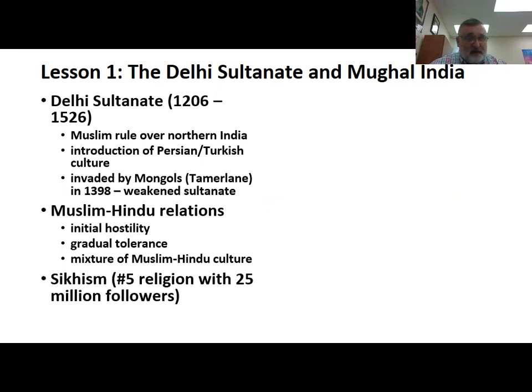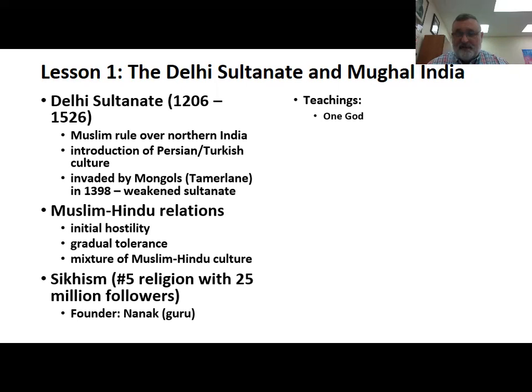One of the things that comes out of this mixing is a brand new religion called Sikhism, which is actually the number five religion in the world with about 25 million followers. They were founded by a man named Nanak. He was their guru, their leader. And one of the things that Sikhism seeks to do, and thought it could create peace, was by blending together some elements of Hinduism and Islam. So you have a mixture here of some things that are both Hindu and Muslim.